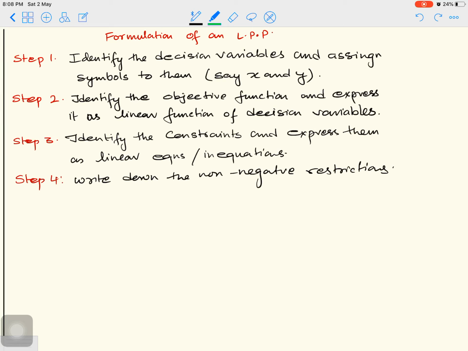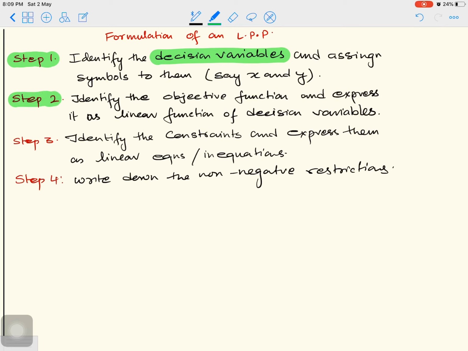So let's see. Step 1. Step 1 says identify the decision variables and assign symbols to them, say x and y. Decision variables are very important. Decision variables are actually the variables of an LPP. We have to identify that.